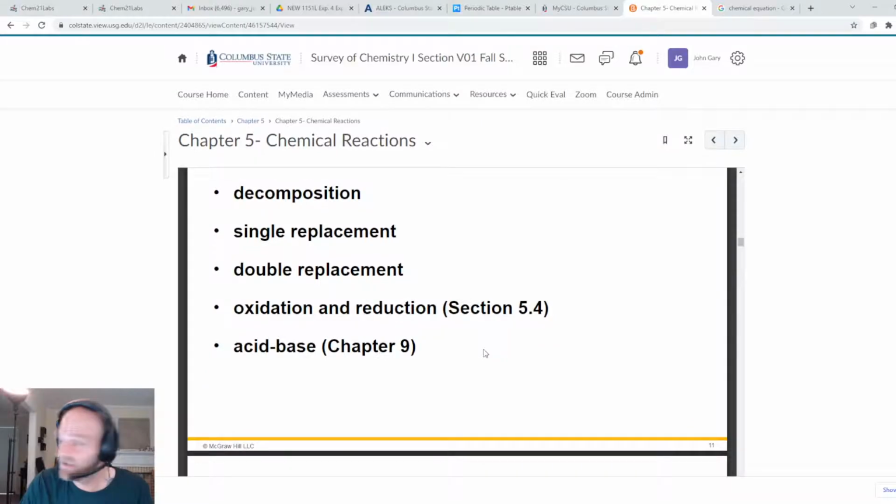Acid-base reactions, I didn't mention this. Let me make sure y'all can see this. So acid-base we'll come back to in chapter 9, but that's just when you mix an acid and a base, they neutralize and create water. So we also call that a neutralization reaction. If you do see that, it can be called acid-base, but also neutralization reaction.